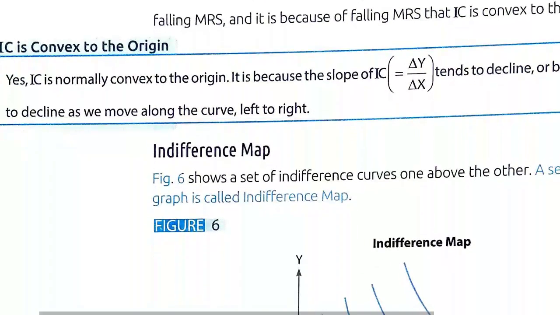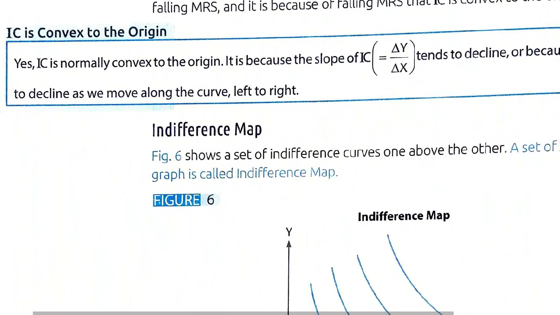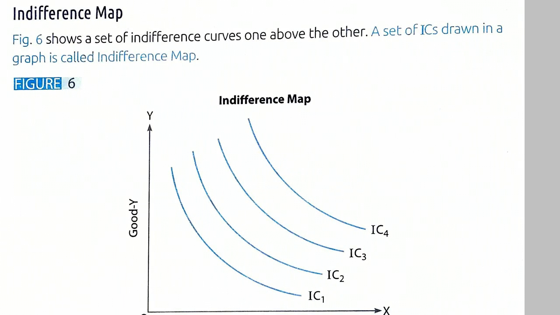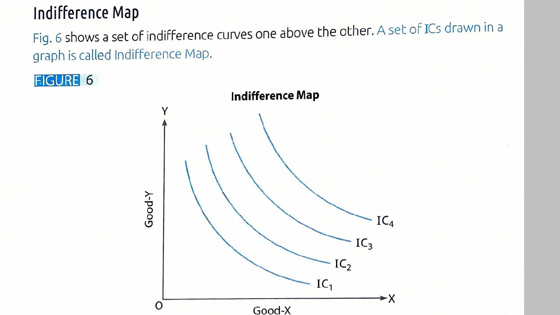So, convex to the origin. Is IC convex to the origin? Yes, IC is normally convex to the origin because of this. Now come to the next topic, indifference map. What is an indifference map? An indifference map is a set of many indifference curves on one particular figure. So here you can see many indifference curves, IC1, 2, 3 and 4.